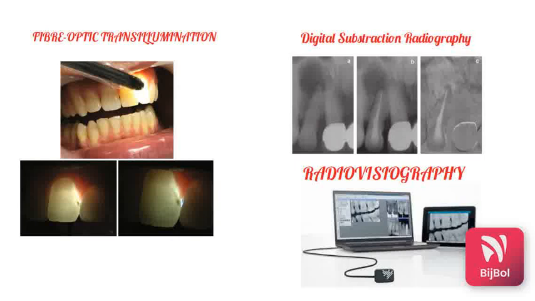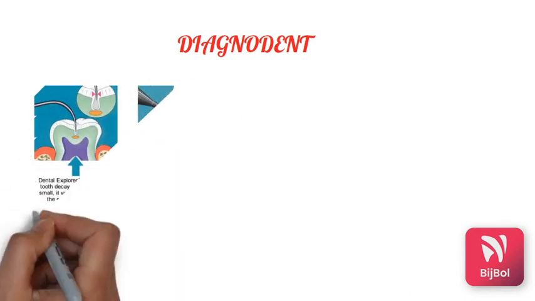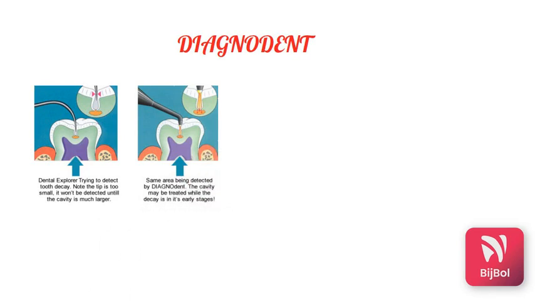Next, we'll see about the DIAGNOdent. The major importance of DIAGNOdent is that it quantifies the tooth demineralization. If we observe the picture, the dental explorer is trying to detect the tooth decay, but the lesion is too small to be detected until the cavity is made larger. The small area being detected by the DIAGNOdent can be seen here in the picture. The cavity may be treated while the decay is in its early stages.